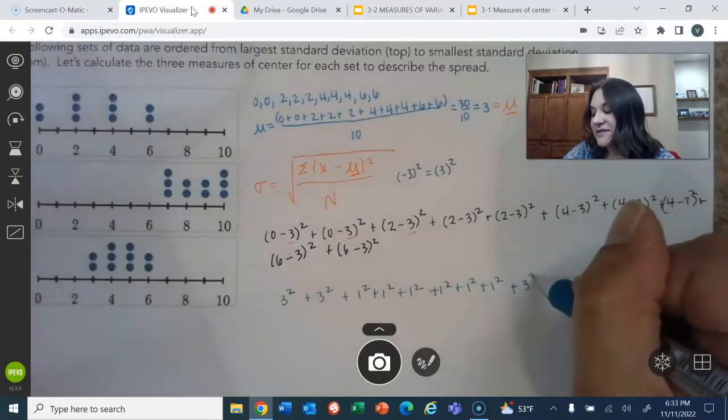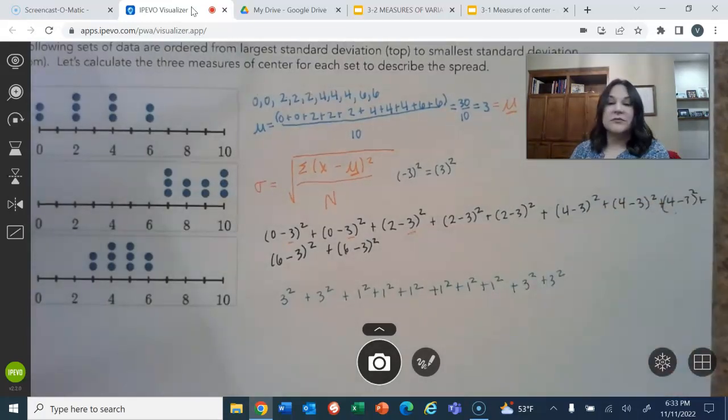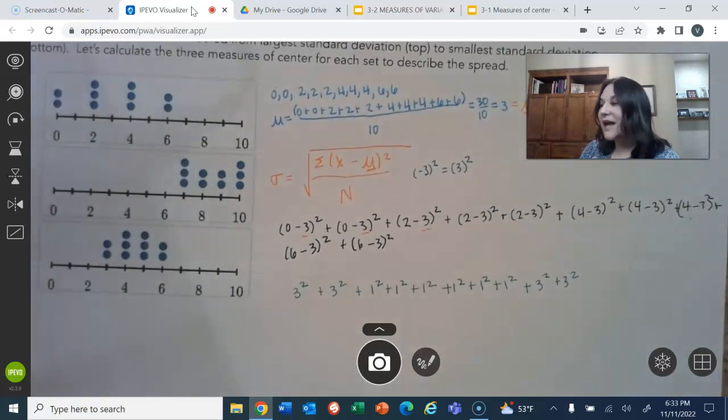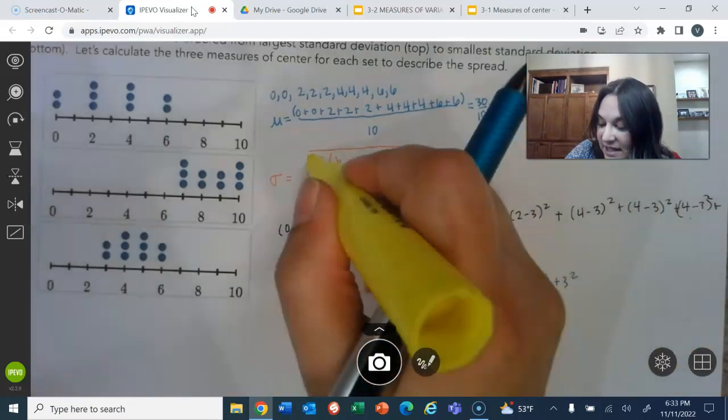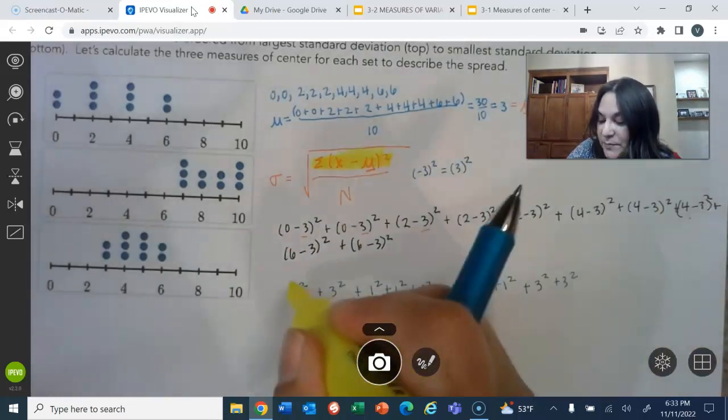6 subtract 3 is 3. We square that. So that's what this part of the formula means. What I just calculated right there was this part of the formula.